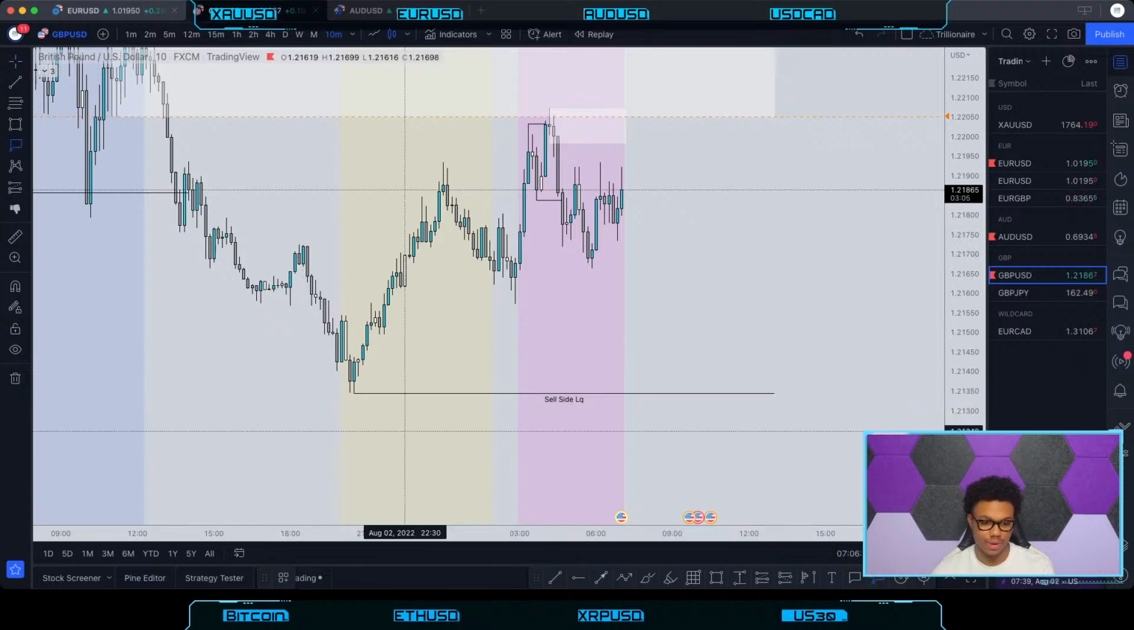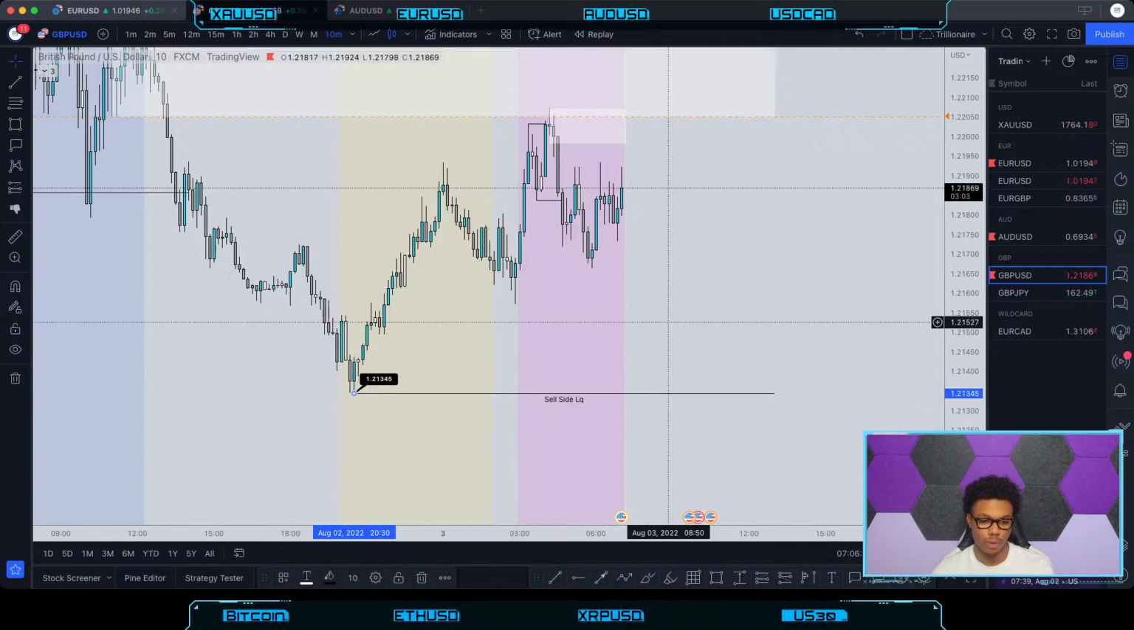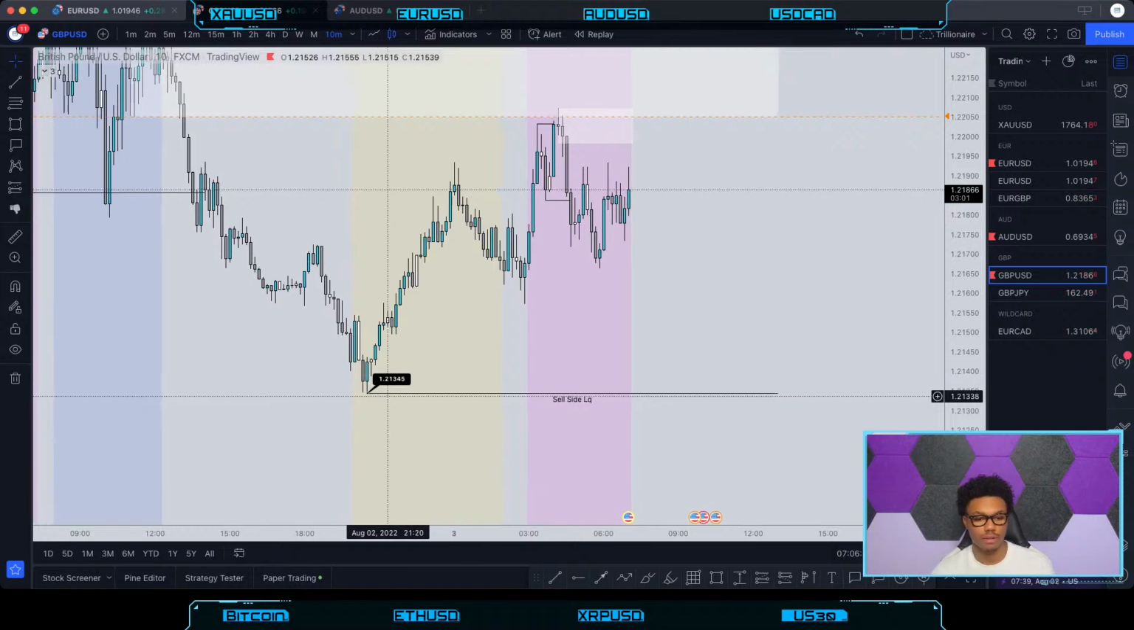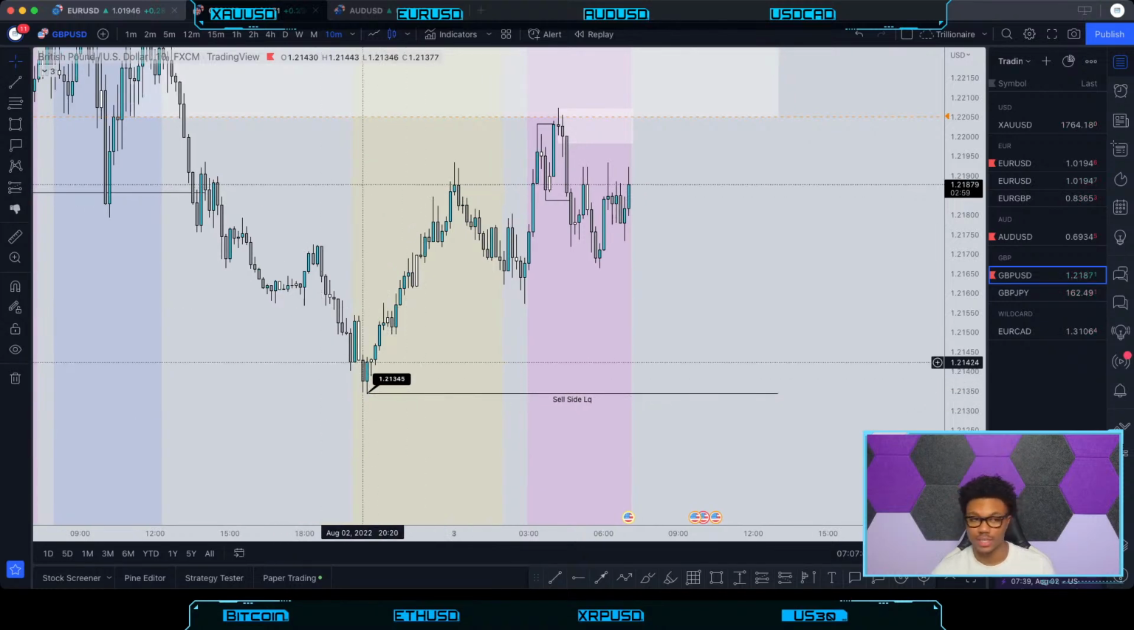And that is around 1.21345, right? Simply just targeting this sell side liquidity.